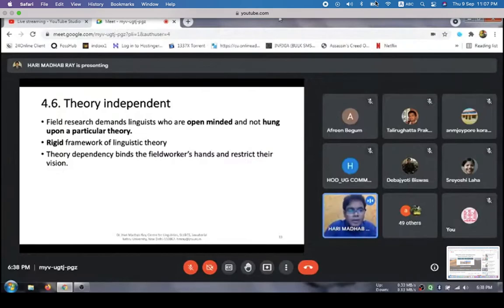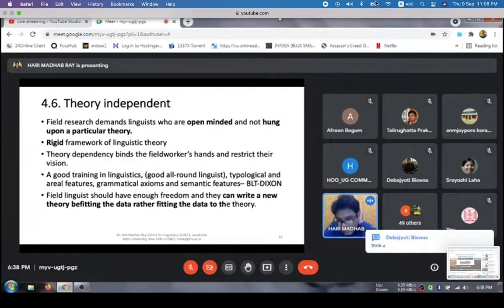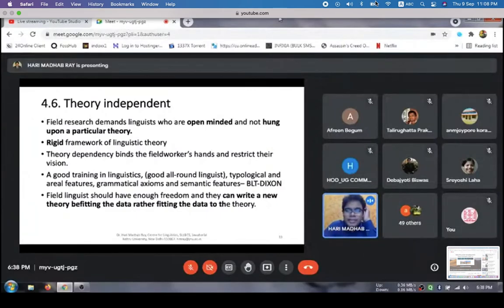So this is where we always say, especially in linguistics, you need to have good training in all-round linguistics, at least in areas like phonetics, phonology, morphology, syntax, semantics, plus sociolinguistics. So you have to have a good training, and in typological and areal features. You need to know grammatical things, and for that, if you're interested, books like Basic Linguistic Theory by R.M.W. Dixon are pretty good. You can read those things.